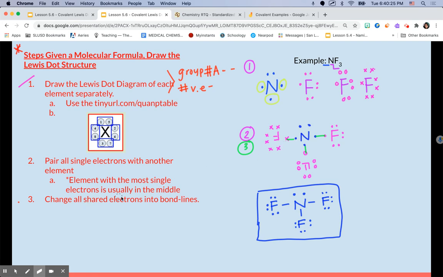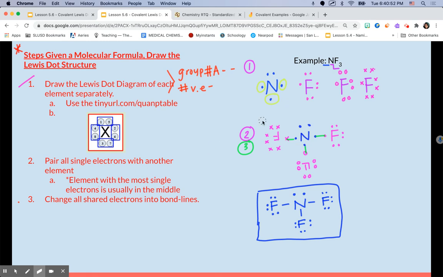And all the ones that are sharing electrons, so this pink electron comes from F, this blue electron comes from N. These two come from different elements. They're being shared. So I'm going to change those to green lines, and this ends up being my blue line here in my final answer.